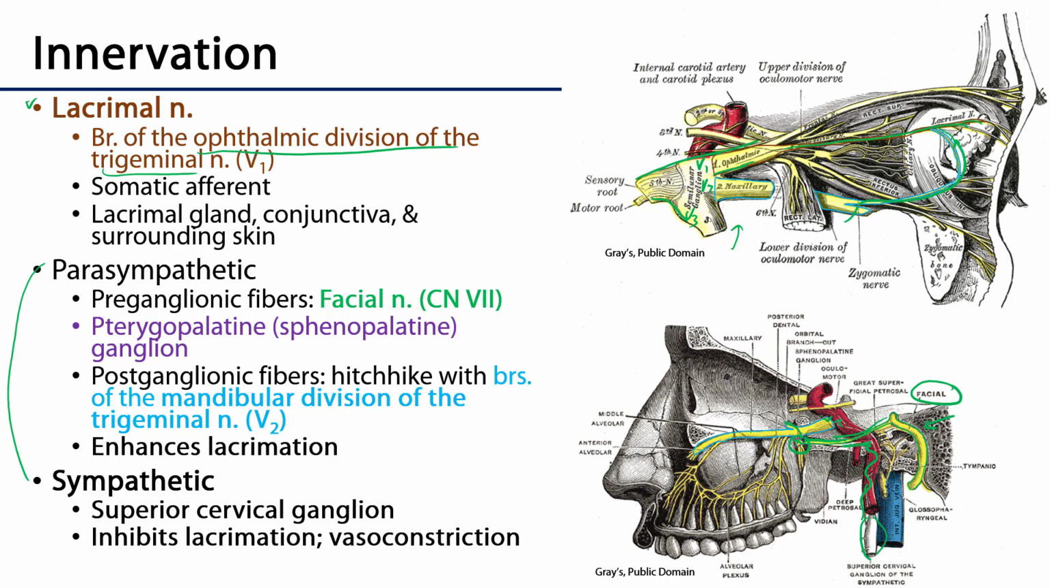So with parasympathetic stimulation, we have the enhancement of lacrimation. The rest and digest creates tears. Sympathetic stimulation, again courtesy of this superior cervical ganglion of the sympathetic chain, is going to inhibit lacrimation, and it will also lead to local vasoconstriction.